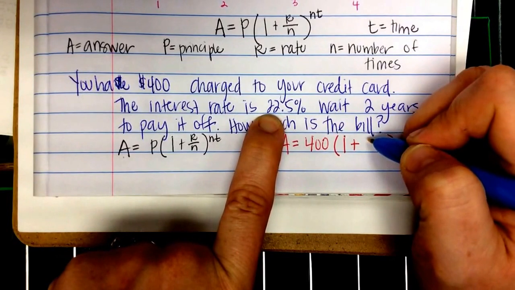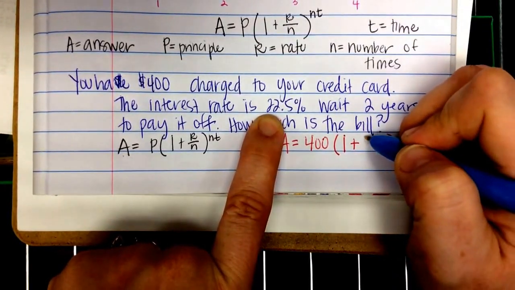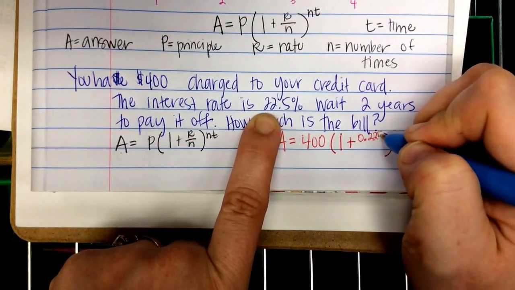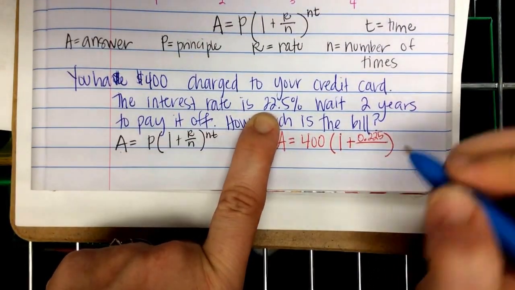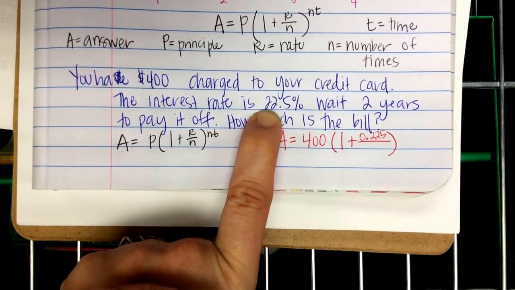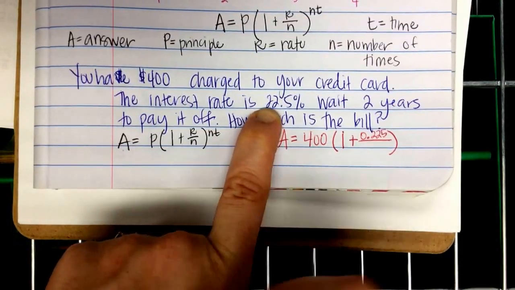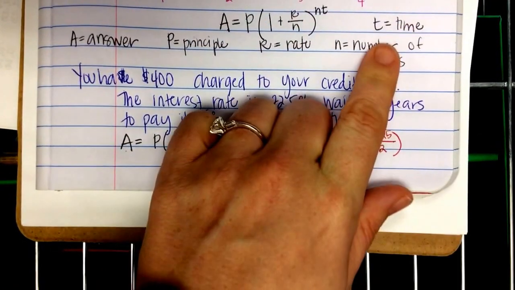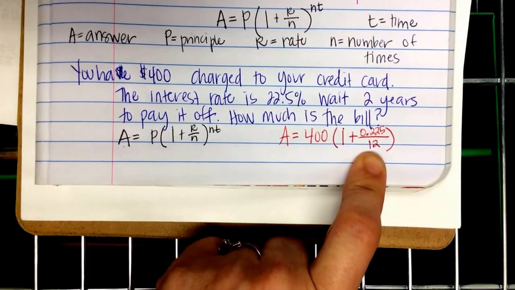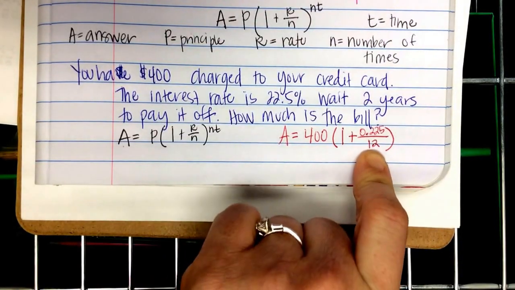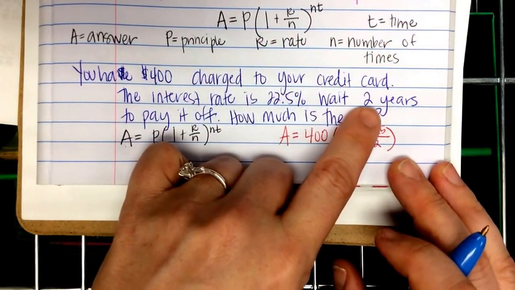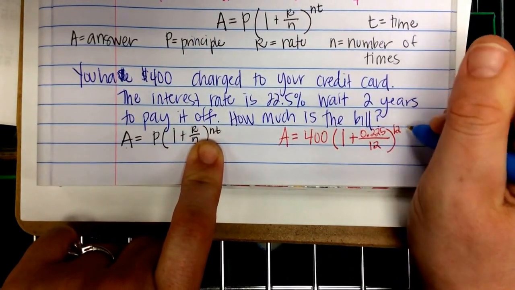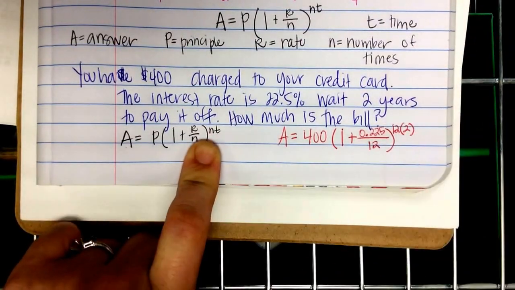So write 22.5% as a decimal. 0.225 over, how often do you get a credit card bill? Once a month, so that's 12 months in a year. The number of times, you get 12 of them. And how long do you get them for? 2 years. So N, again, is 12 times 2 for 2 years.